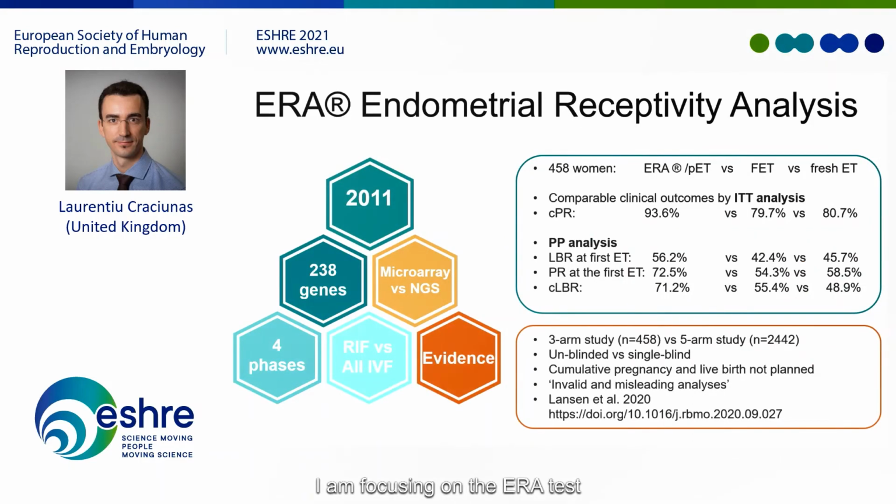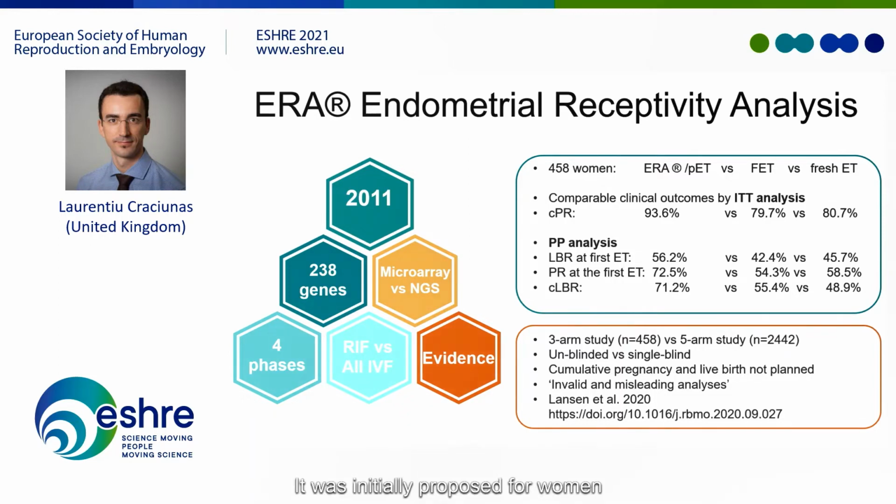I am focusing on the ESHRE test because it is the oldest and has progressed the furthest on the evidence scale. ESHRE test has first been published in a peer-reviewed journal in 2011 when it reported receptivity profiles based on 238 genes analyzed. Since then, the technology has progressed from microarray to next-generation sequencing, and the test claims to be able to identify 4 different endometrial phases, from proliferative to pre-receptive, receptive, and post-receptive.